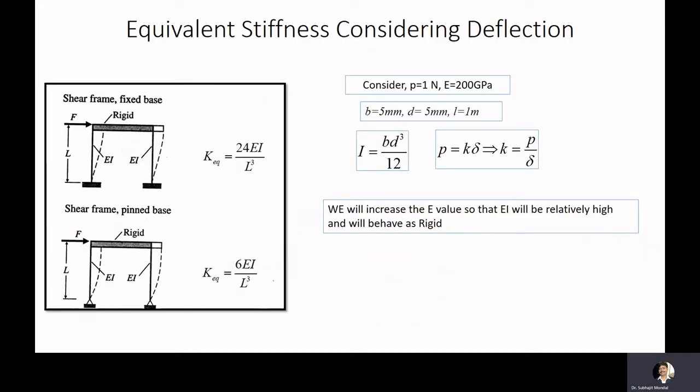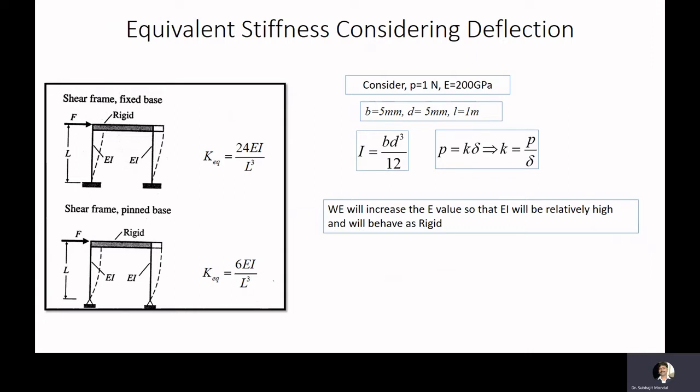And one more thing we'll do is make the frame rigid. If you want to make it rigid, EI should be high. Here I am not going to change the geometry. I am going to change the E value such that the EI term will be high, and the EI of the beam will be high in comparison to the column. So it will behave as a rigid frame, basically as a shear frame. And we're going to see how much displacement is coming.